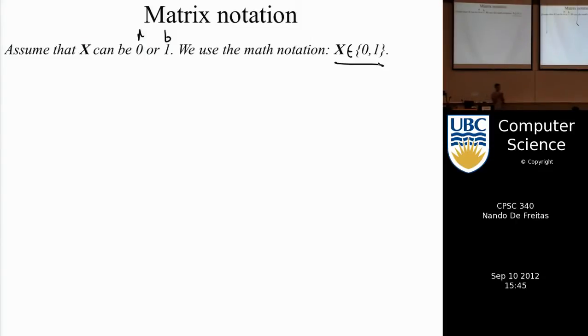If something takes two values, I use curly brackets to indicate a set. It only takes two values. And I'm just saying that x is either 0 or 1. X is one of the two elements of that set.